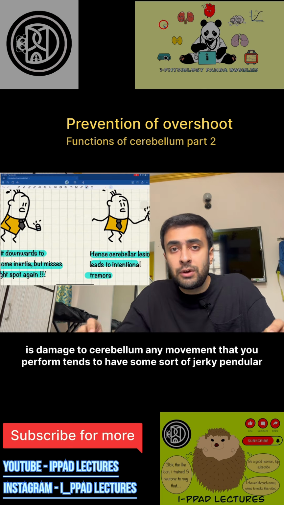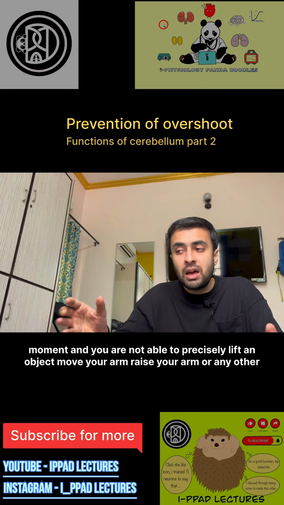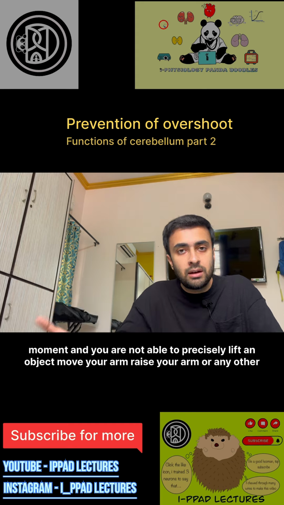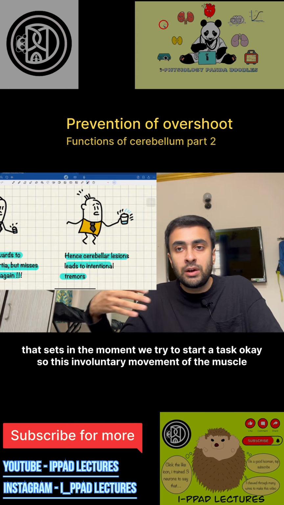And that is why whenever there is damage to the cerebellum, any movement that you perform tends to have some sort of jerky pendular movement, and you're not able to precisely lift an object, move your arm, raise your arm, or perform any other motor task. There is constant interruption of inertia and the pendular movements that set in the moment we try to start a task.